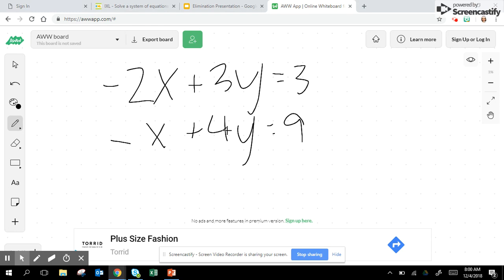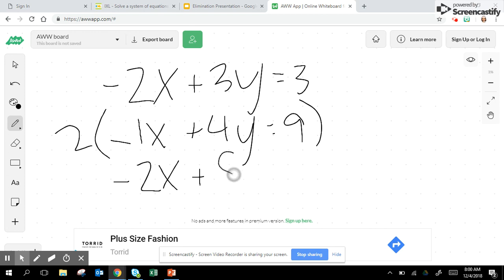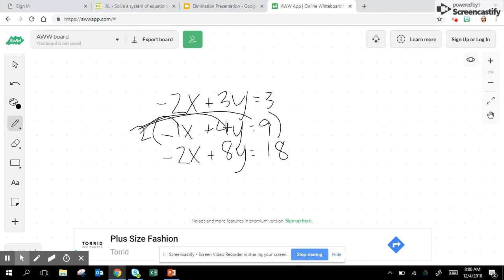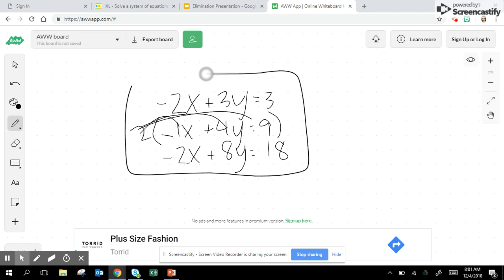Okay, so here again, 3 and 4, the least common multiple is 12. So I don't want to make both of these 12. That would be too complicated. But negative 2 and negative 1, the least common multiple is negative 2. So what I would do is I'd get this, and I'd multiply the whole thing by 2. So ready? This gives me negative 2x plus 8y equals 18.